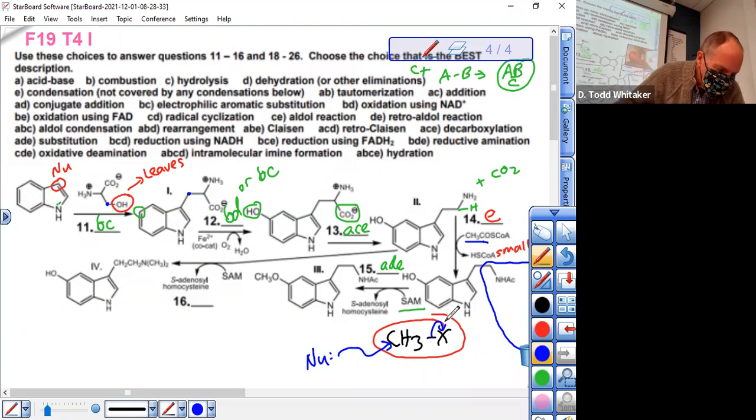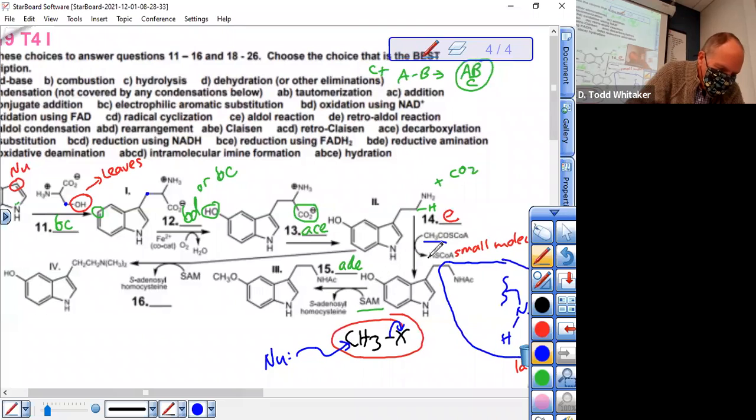We got another SAM going from here to here. What's going on there? We're getting two methyl groups on a nucleophile this time. It's the same answer. It's a substitution on a different position. Instead of using the O, I use the nitrogen. And ADE. There you go.